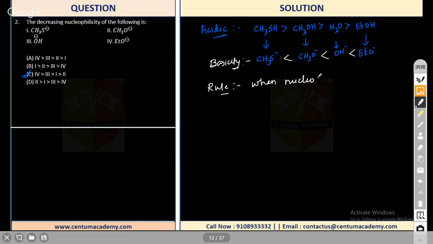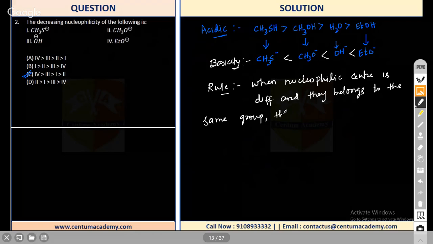When the nucleophilic center is different, and they belong to the same group, then their nucleophilicity is the reverse of the basicity order.